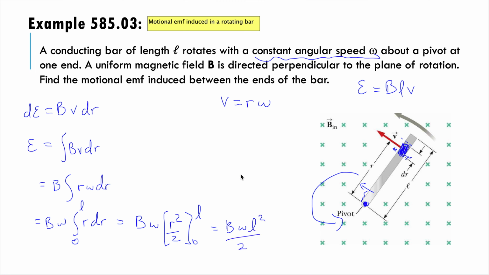So I just thought this was a fun problem where you still have an EMF induced in a bar if it's rotating, because it definitely still has some motion in an external magnetic field.